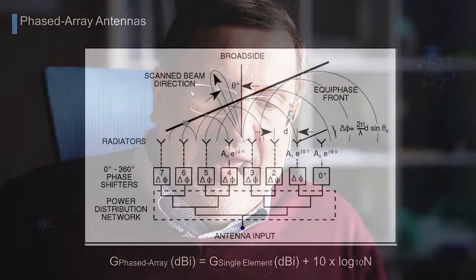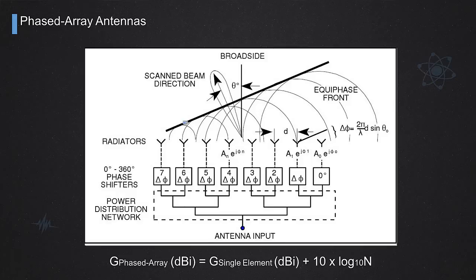So it is rather obvious to think of the overall directivity of the antenna as the sum of the individual elements. This is surely true under certain conditions. So the resulting formula for the gain of the direct radiating phased array antenna is: gain of the phased array in dBi, compared to the isotropic antenna, equal to the gain of the individual element, the single element, in dBi, plus 10 times the logarithm base 10 of N, being the total number of elements.